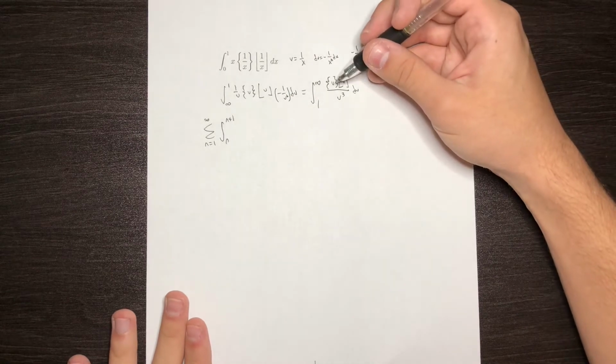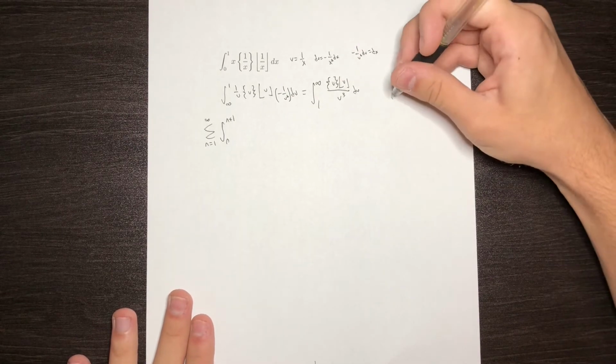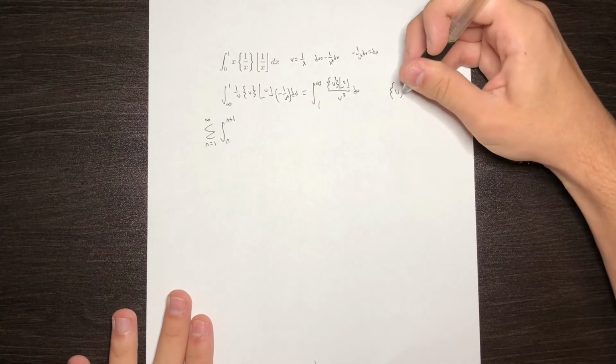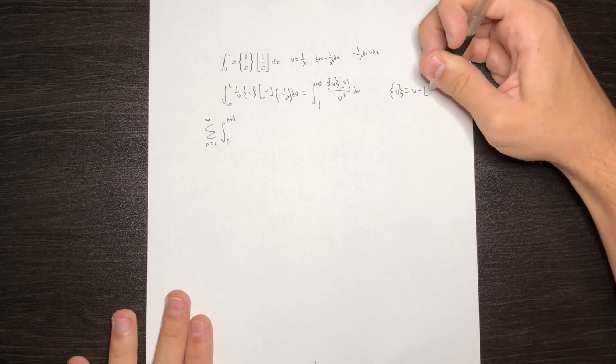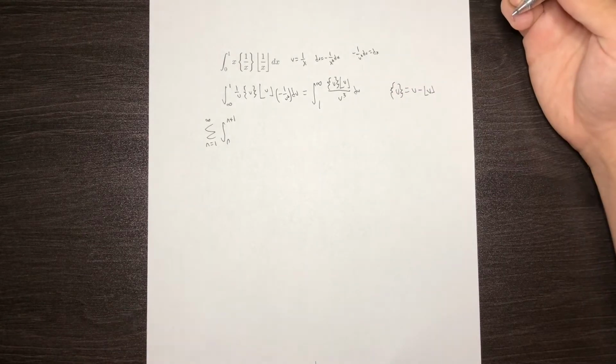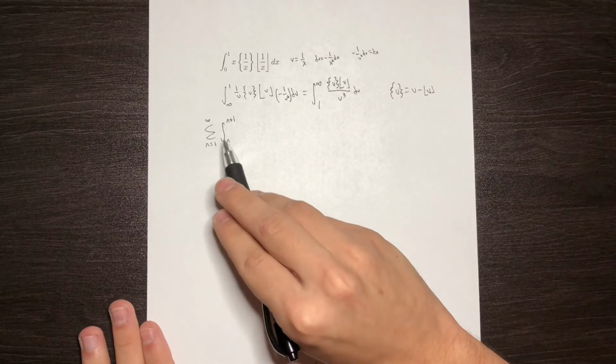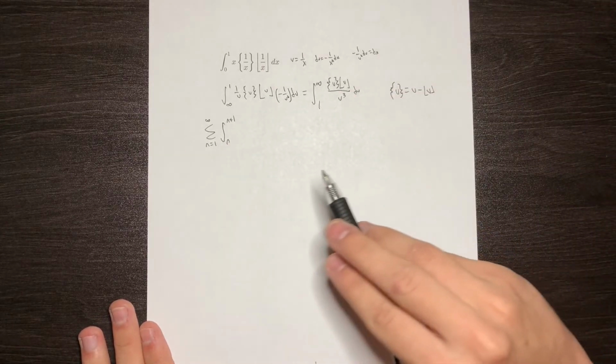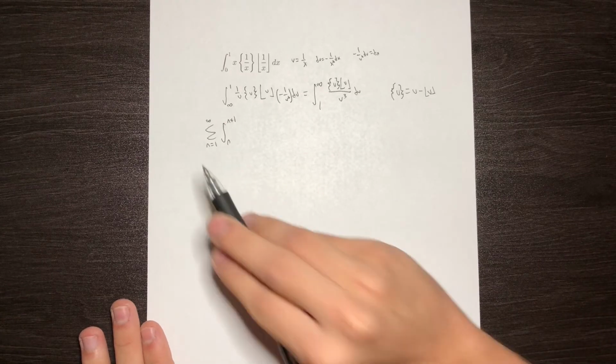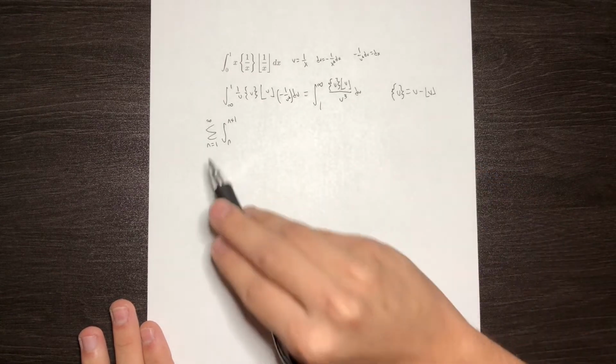Now, what goes on the inside of the integral? Well, we know the fractional part of u is equal to u minus the floor of u. And you can think about this for a little bit, but it should be pretty obvious why this is. And now, on the interval from n to n plus 1, since we defined n to be these integers, the floor of u on that interval is just going to be n.